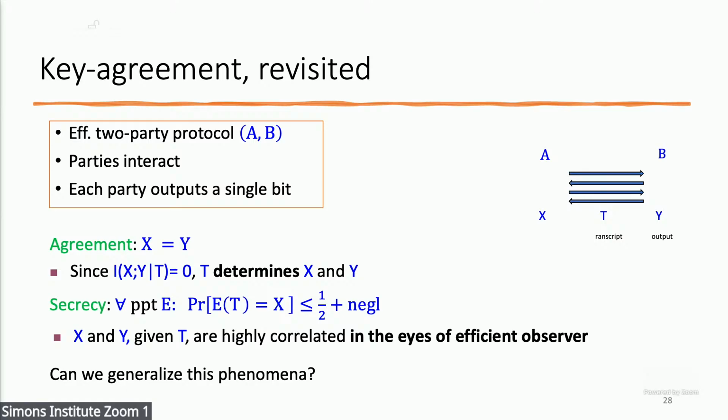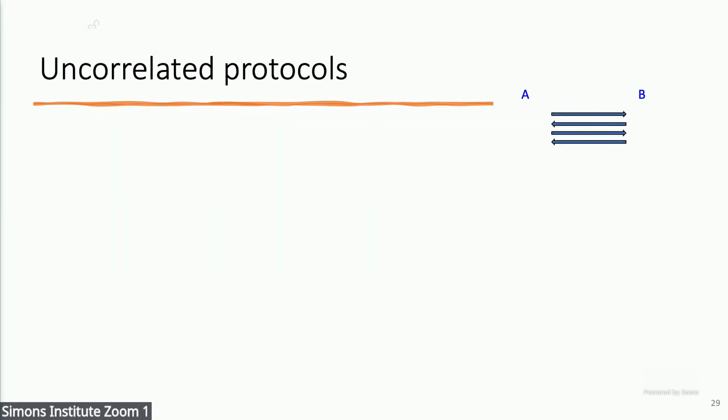The answer is that we can. But again, before going there, we noted that for key agreement, there's a naturally induced setting where the two random variables are uncorrelated given the transcript, yet from a computationally bounded point of view, they look fully correlated. So let's try to formalize it. Let's go to the extreme: what are uncorrelated protocols? We said key agreement is highly correlated. Let's be more formal about what uncorrelated protocols are.